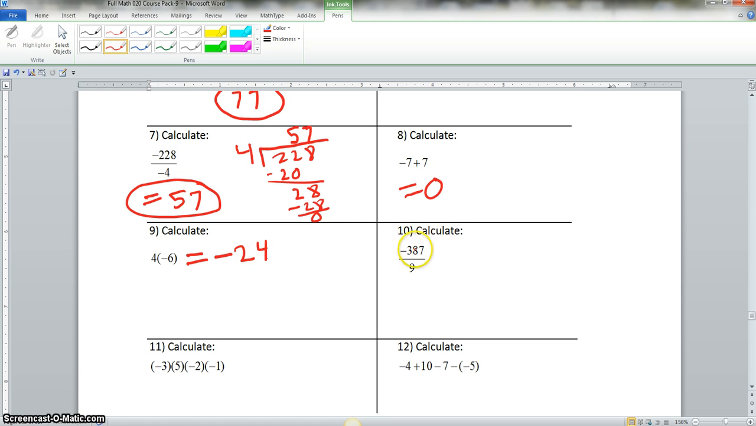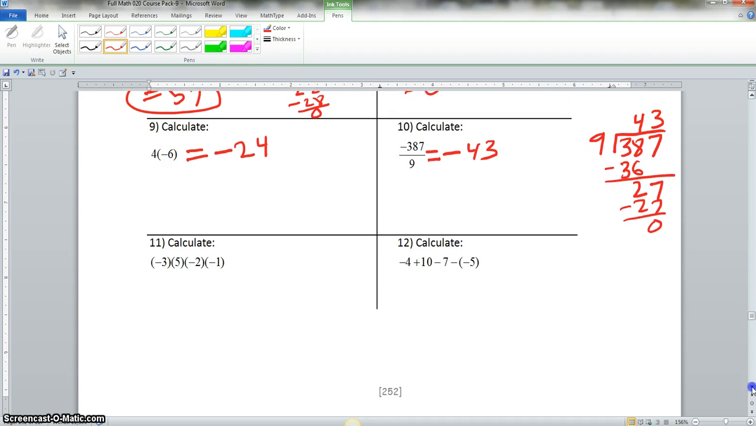Now we go down here to number 10. We have a negative divided by a positive, which we know our final answer must be negative. So now we could go off to the side and take 9 into 387. 9 goes into 3 0 times. 9 goes into 38 4 times. 4 times 9 is 36. 38 minus 36 is 2. Bring down your 7. 9 goes into 27 3 times. 3 times 9 is 27. And you add 0 for a remainder. So your final answer is a negative 43.